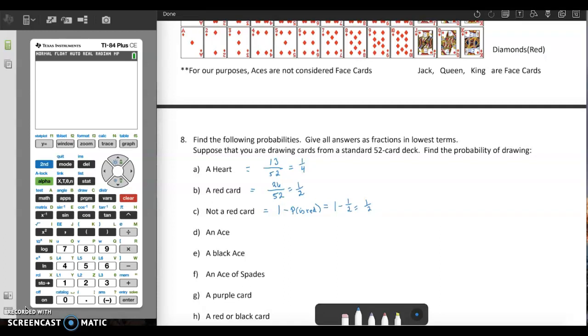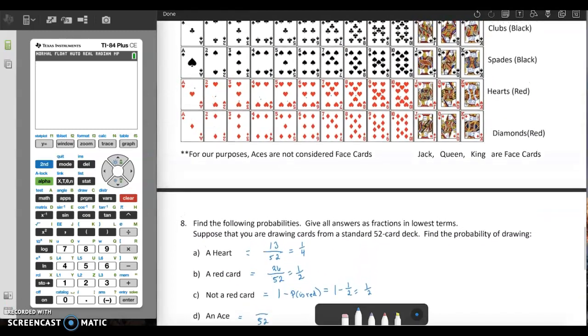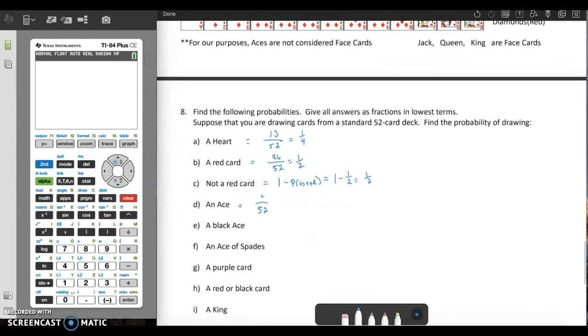What's the probability of drawing an ace? Okay, so we're getting a little bit harder here. Out of the 52, how many are aces? Well, there's an ace of each suit. So since there are 4 suits, there's 1, 2, 3, 4 aces. So 4 out of the 52. And if we reduce that, we get 1/13. What's the probability of drawing a black ace? Well, out of the 52 cards, if there are 4 total aces, 2 of those are going to be red and 2 of them are going to be black. So 2 out of the 52 cards happen to be black aces. Reducing that, we get 1 out of 26.